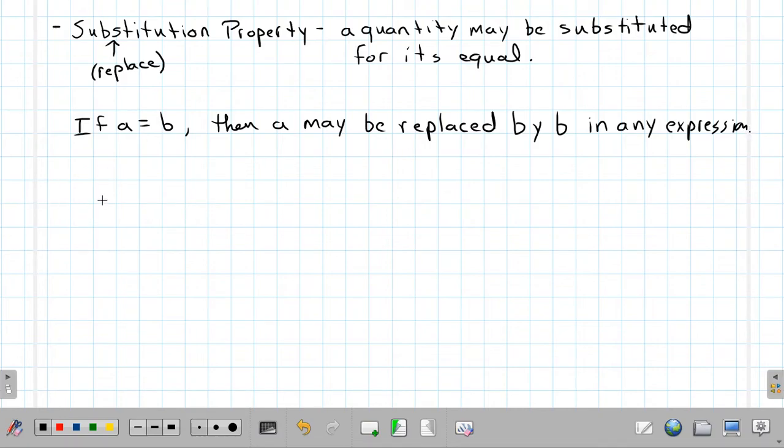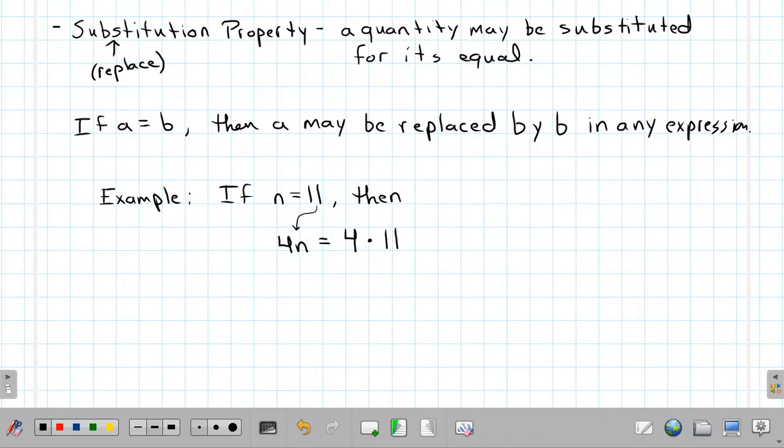And where you've seen this, a good example of this is when we've had to substitute in for variables when we're doing order of operations, okay? So they'd say if n is equal to 11, then 4n is equal to 4 times 11, okay? So you can take wherever n is in the expression and replace it with the 11. So once again, you take the 11 and you put it in for every n that you see in the expression. And that's actually an example of the substitution property.